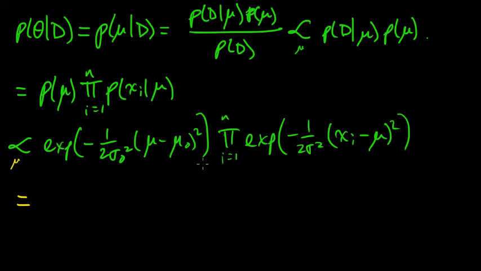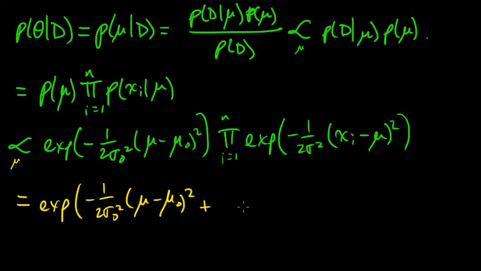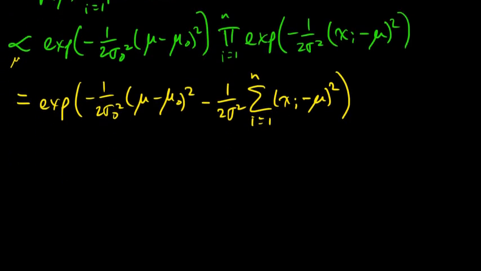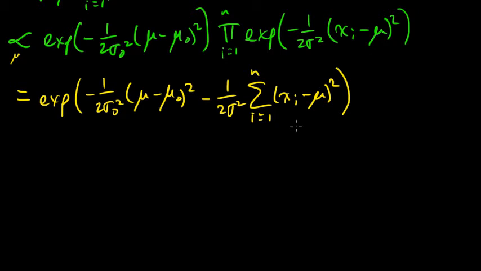So what are we going to get here? We're going to get that thing, minus 1 over 2 sigma squared times the sum as i goes from 1 to n of xi minus mu squared. Okay. So let's work with this exponent here. Let's just pull that out and work with that separately.